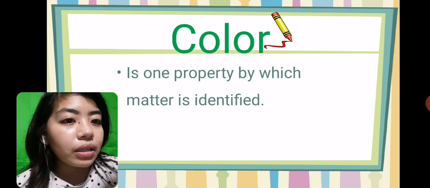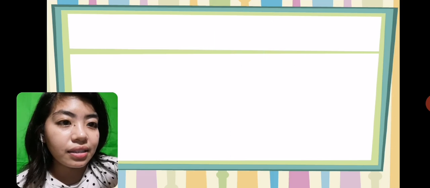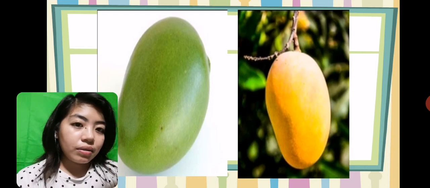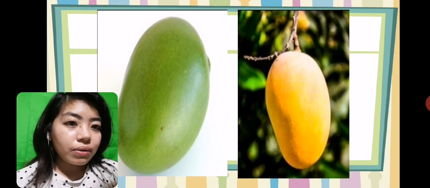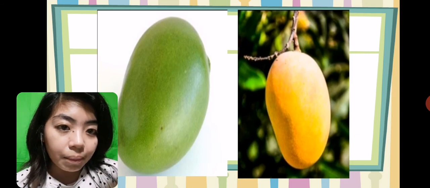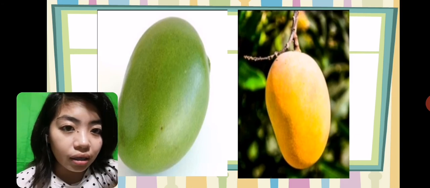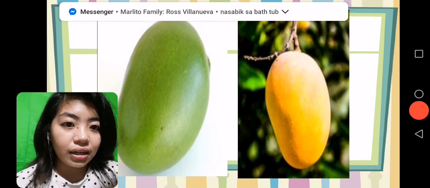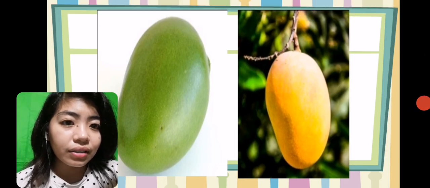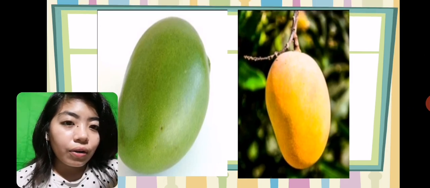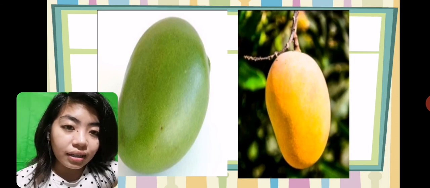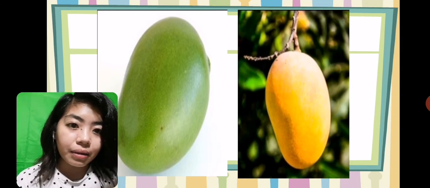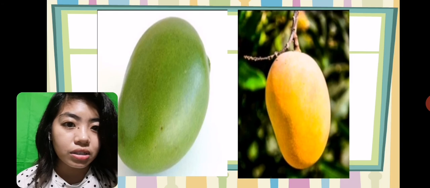Color. One property by which matter is identified. So, through colors, nalalaman natin, kunyari, the example is sa mangoes. So, malalaman natin na hilaw pa yung mangga kapag siya ay kulay green. Kapag siya ay kulay yellow, syempre siya ay hinog na. So, because of the presence ng color, na-identify na agad natin kung ano yung probable na taste ng ating fruits. So, there is a probability na maasim pa kapag hilaw pa, kapag kulay green, unlike dun sa kulay yellow.